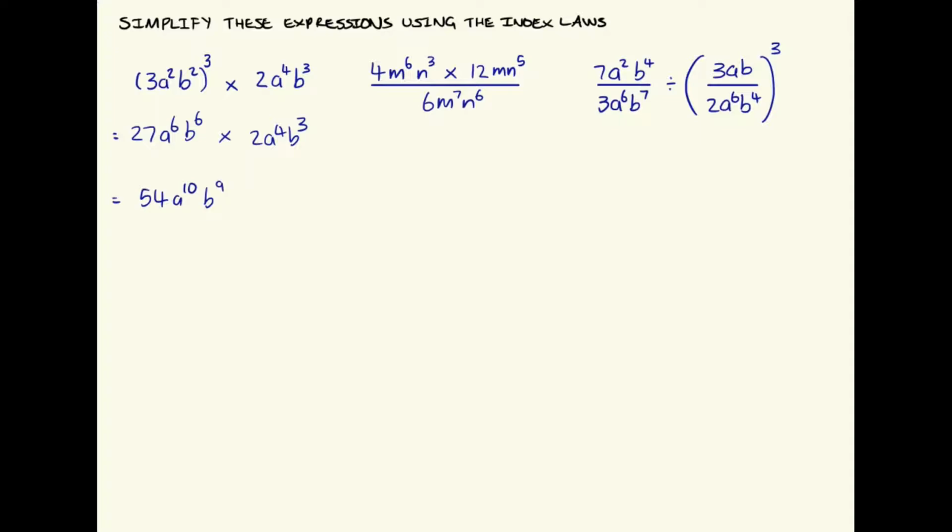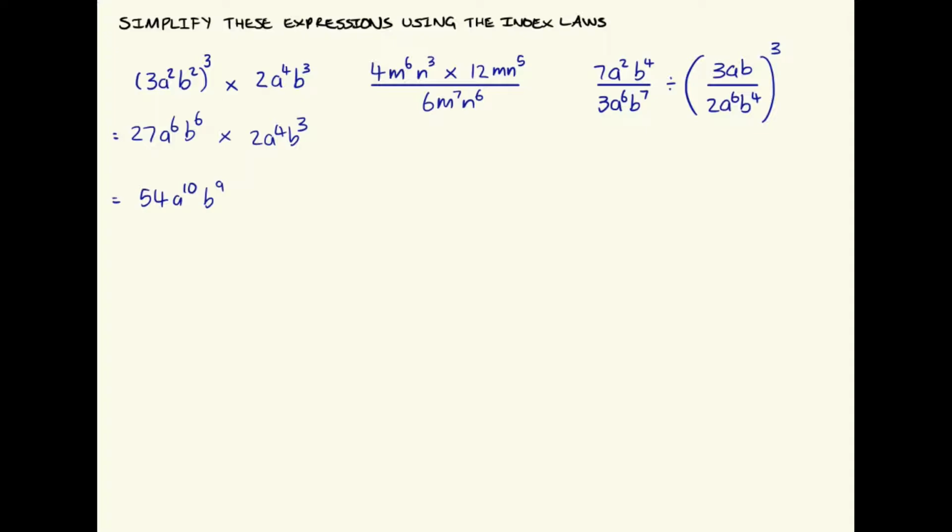All right, let's have a look at number 2. 4m to the power of 6 times n to the 3 times 12m times n to the power of 5, all divided by 6m to the power of 7 times n to the power of 6. All right, so the difference here is that we've now got an algebraic fraction. So we have numerators and a denominator. The idea behind this, or how to approach this question, is that you want to tackle one at a time. So tackle your numerator first and then tackle your denominator, like one at a time.